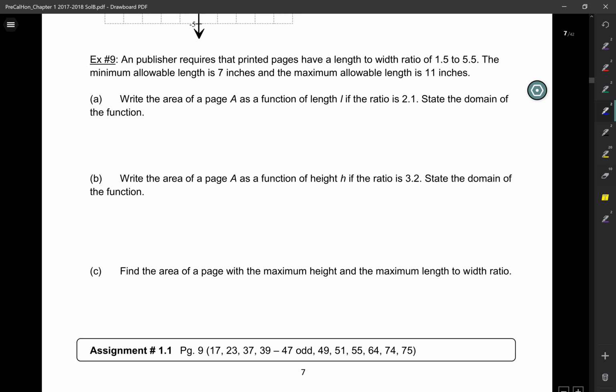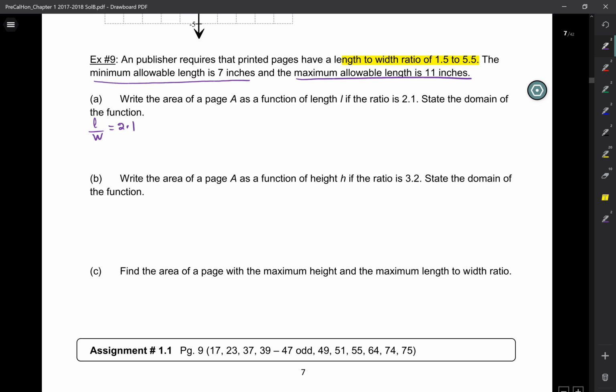A publisher requires that printed pages have a length to width ratio of 1.5 to 2.5. Okay? So that's what the ratio has to be always. The minimum allowable length is 7 inches. The maximum allowable length is 11 inches. Okay? So it says write the area of a page A as a function of length L if the ratio is 2.1. Okay? So the ratio, length to width, that's how it's defined, is 2.1.